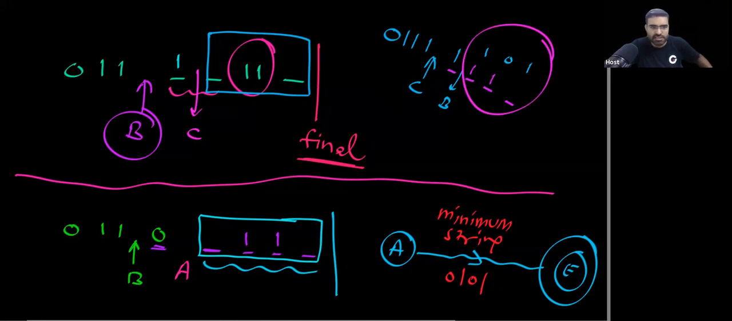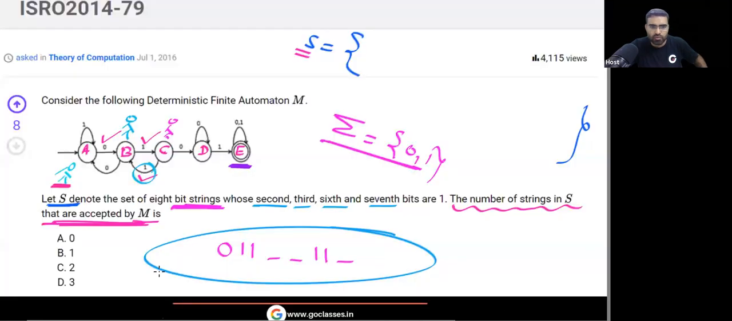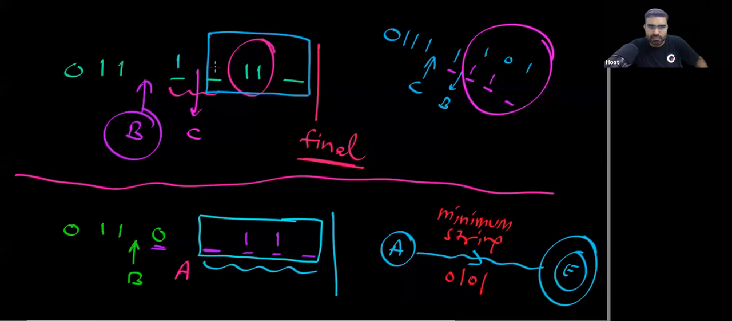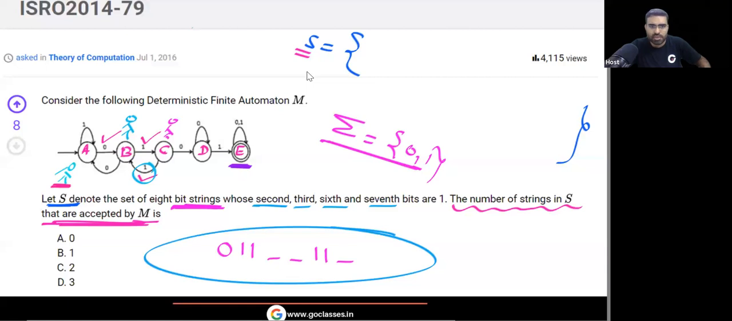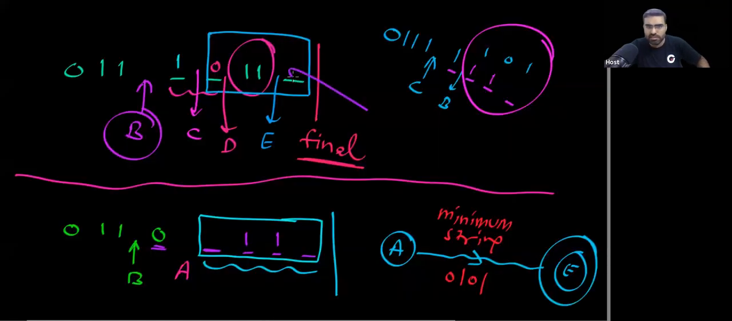Okay. So from state C, where can I go? From this state C, I can take 0 and I can go to state D. Okay. Now I am in the state D. In the state D, I need 1, 1. So now I'm in the state E. Okay. In the state E, anything can come. Yes or no? So in the state E, this symbol can be 0 or 1.